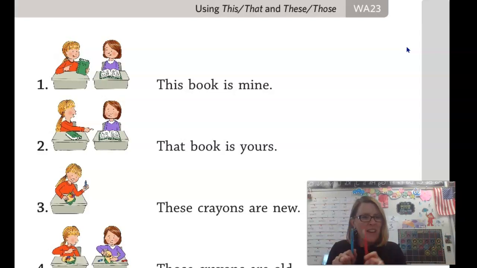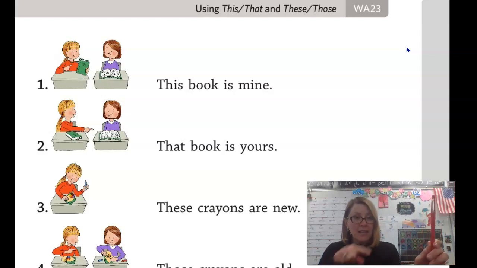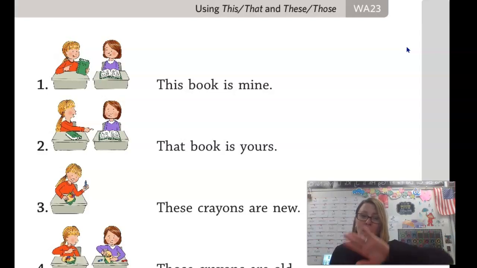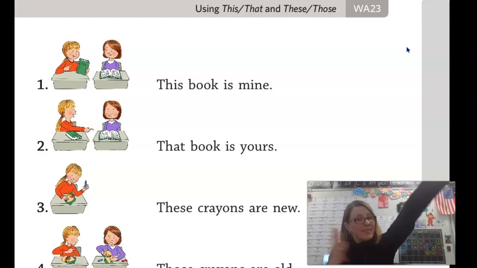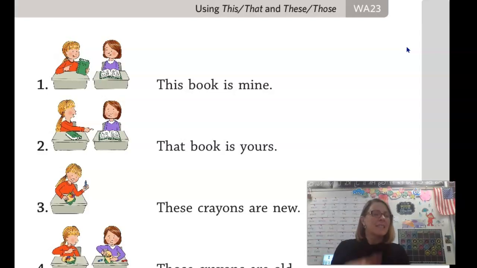So do you see how when that got farther away, I said that instead of this? Now could I still point to my far away red pen and say, this is a red pen? I could. What if it was way across the room, so far that it looked this big? Would I still say this is a red pen? No. If it gets really far away from me, I have to say, that over there, that's a red pen. Can you see it? See that pen? And see how I said that instead of this.